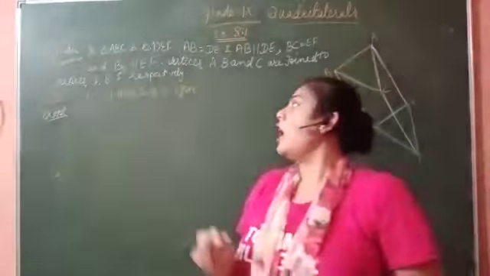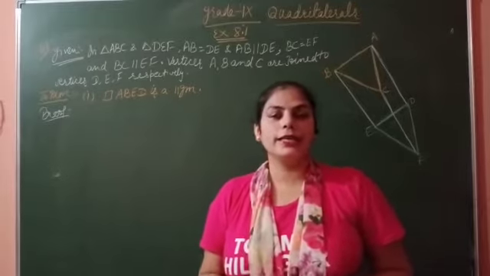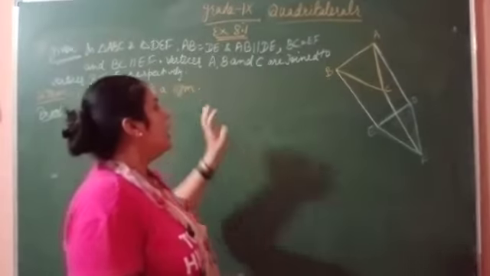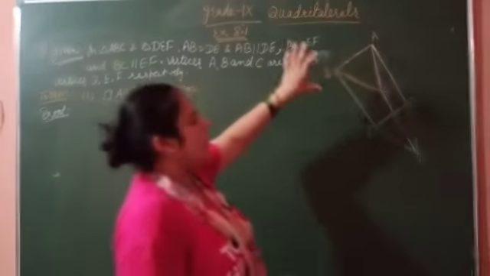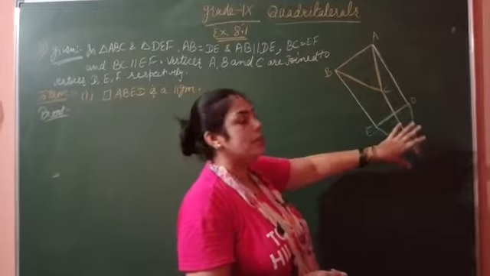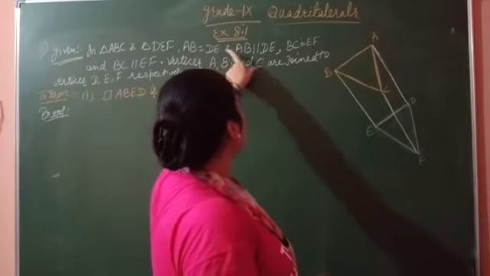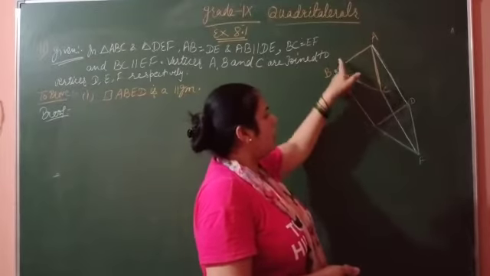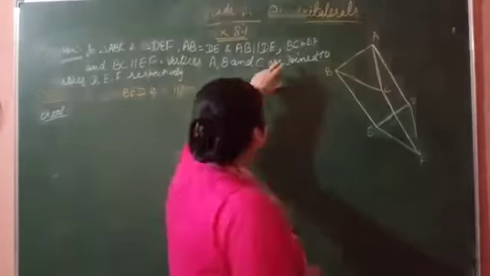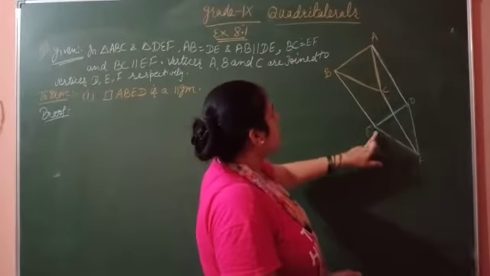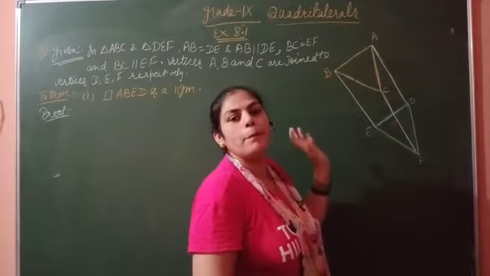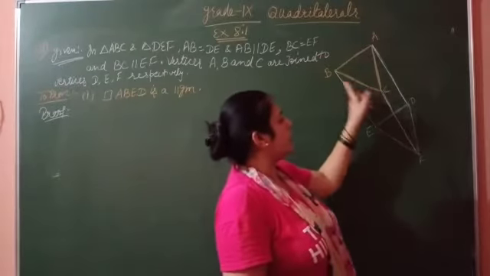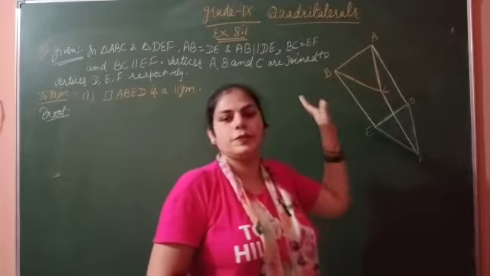Today we will do question 11 of grade 9th, chapter Quadrilaterals. In this figure, you are given triangles ABC and DEF, where AB equals DE and these are also parallel. Second, BC equals EF and these are also parallel. And A, B, C are joined to D, E, F respectively.